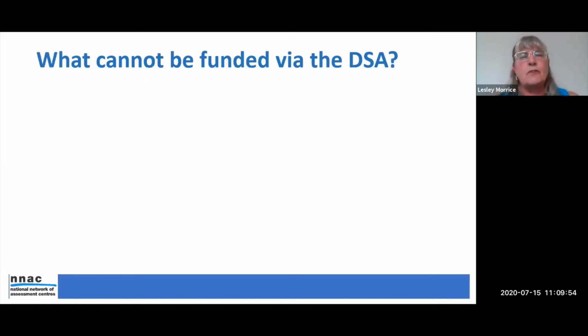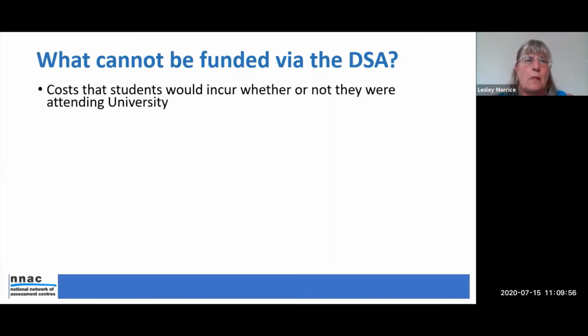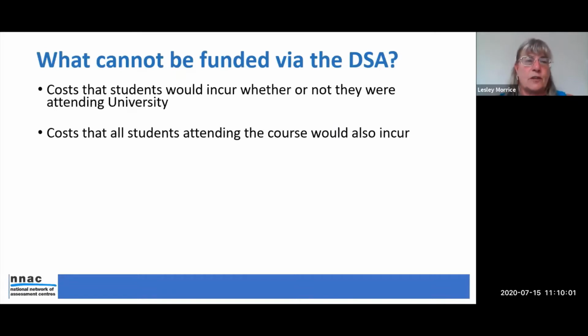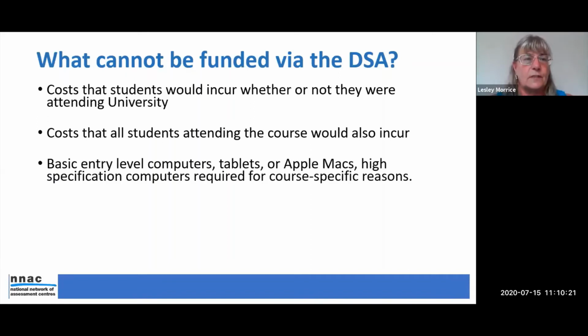So what can't be funded via the DSA? It won't fund costs that students would incur whether or not they were attending university, or costs that all students attending the course would also incur. So for a student doing a fine art degree course, the DSA wouldn't fund the additional costs of buying art materials, for example, because Student Finance England would argue that all students attending the course would also incur those costs.